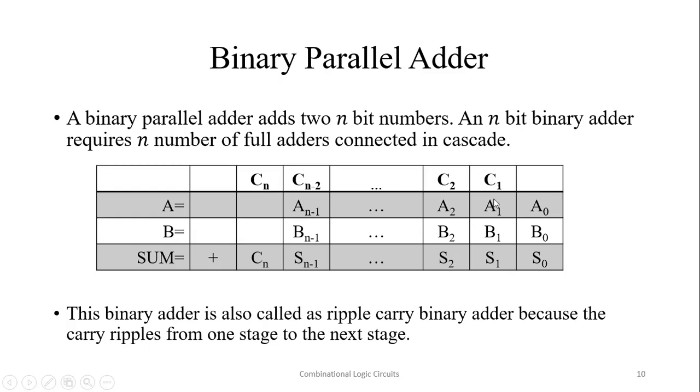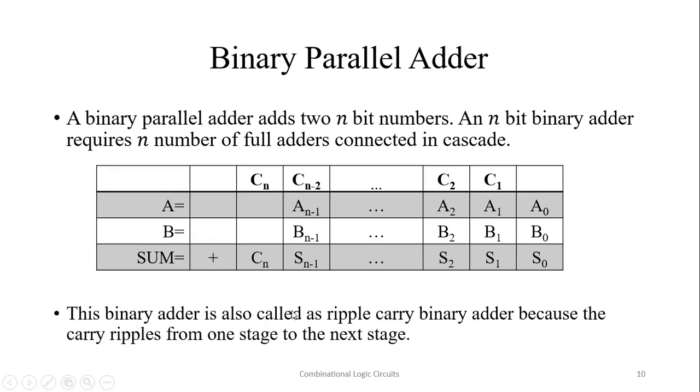This becomes a full adder because we add three bits. This is an input carry for the next stage, and these are the two number bits, A1 and B1. So we get C1 and S1 here. The carry is moved to the next stage. So again we have a full adder. For the first stage we can use a half adder because it has two inputs, or we can use a full adder with carry in equal to 0. So we can implement this.